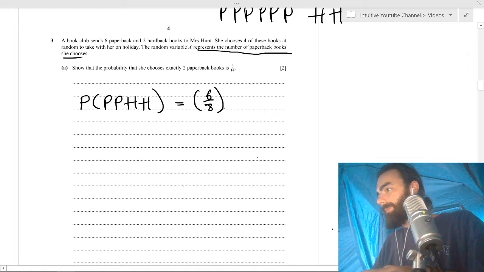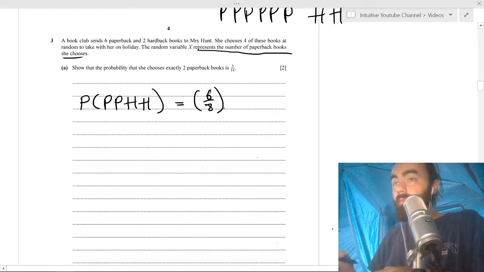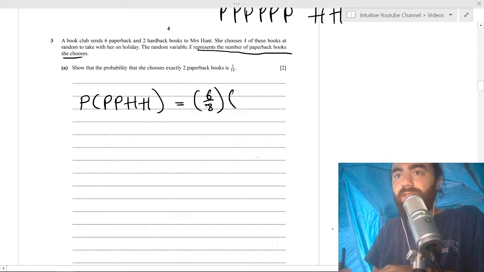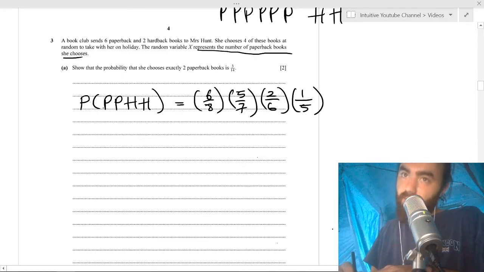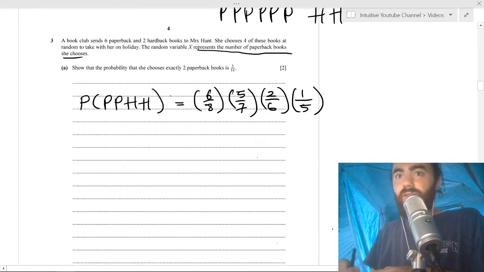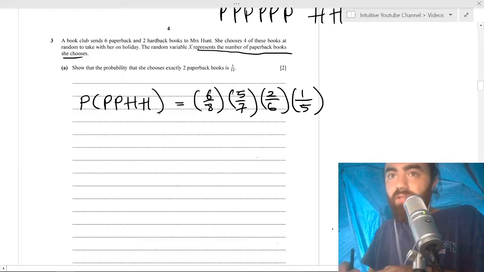When she picks that, she's then removed the book. So now there's only 5 paperbacks and 2 hardbacks. So when she picks the second paperback, that'll be 5 over 7. And then she's removed another book. And then if she wants the third one to be a hardback, well, this is 2 out of the remaining 6. And then finally times, there's only 1 hardback left over the remaining 5. So that's the probability of picking the first one as a paperback, second one as a paperback, and third and fourth ones as hardbacks. So that's the probability of that one situation.